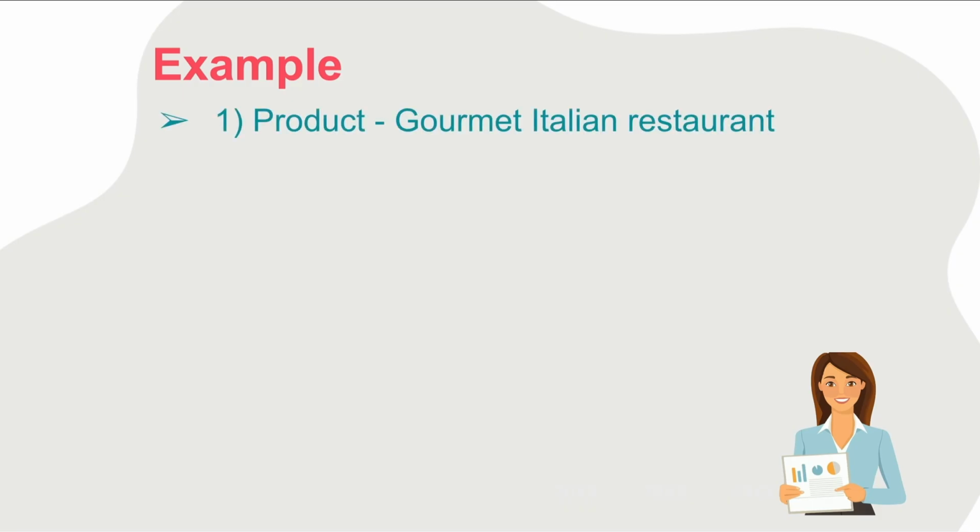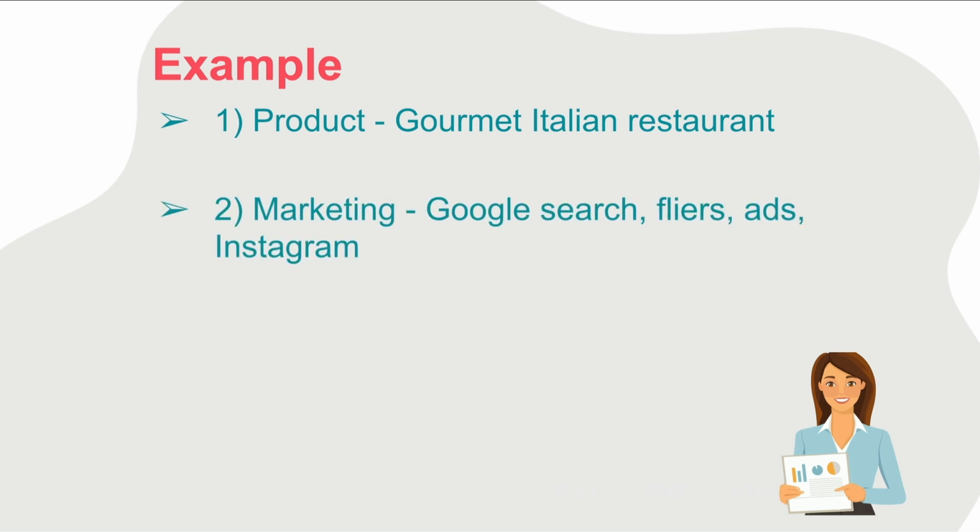So the first sentence of your 3-sentence business plan will be about your product. So here we have, just as an example, a gourmet Italian restaurant that you want to start. Okay, simple enough. Now the second sentence is how you'll promote that business. In the case of a restaurant, the marketing strategies are relatively well known. Google search, flyers, ads, and Instagram, and perhaps other social media marketing.